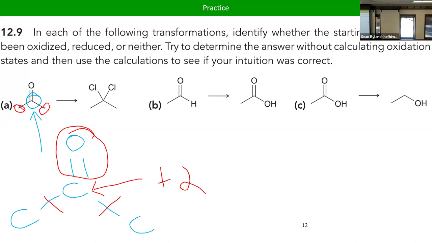Versus the same carbon on the product side, we still have the two carbon-carbon bonds, so nothing changed there. And we still have two bonds between carbon and something more electronegative. Right, so those chlorine electrons, carbon-fluorine electrons, go with the chlorines entirely. So we still have plus two. So no change. It's not a redox reaction.